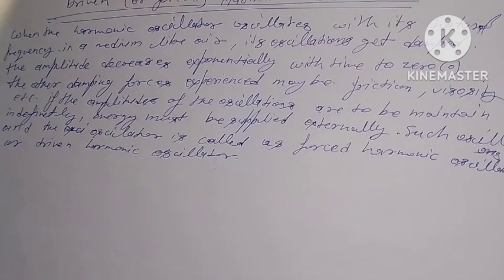The frequency of the external periodic force applied is not necessarily the same as its natural frequency. Initially the body tries to have oscillations equal to its natural frequency, but after some initial erratic movement, it ultimately settles down to oscillations with the driving frequency, the frequency of the driving force. Next, differential equation for forced harmonic oscillator.